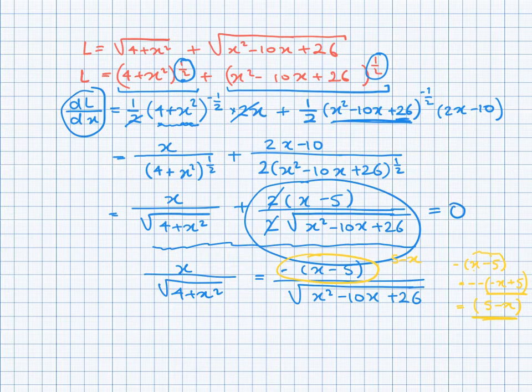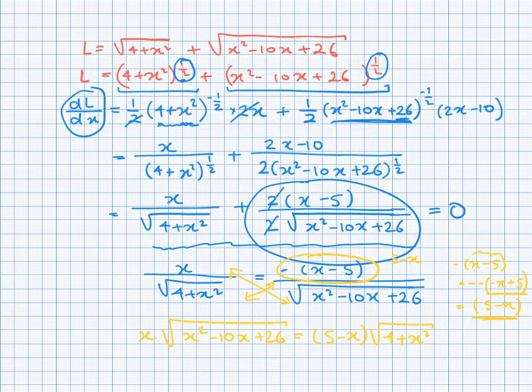The next step that I'm going to do is cross multiplication. That will give me, okay, next line, let's have a look. Cross multiplication. It's going to be x times all of that, x to the power of 2 take away 10x plus 26, equal to 5 take away x times 4 plus x to the power of 2.